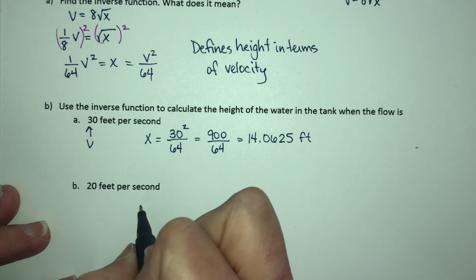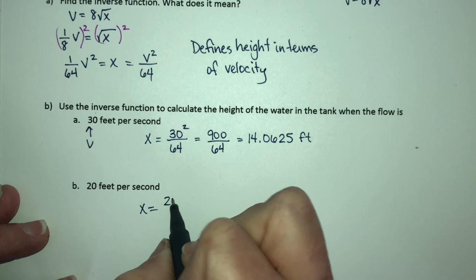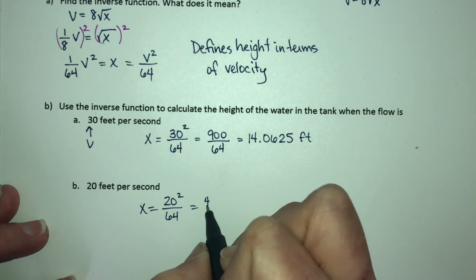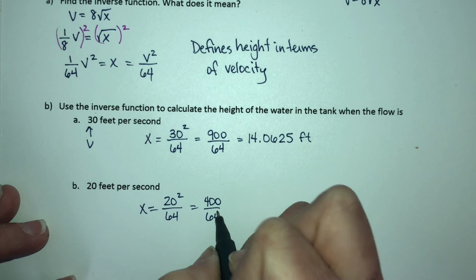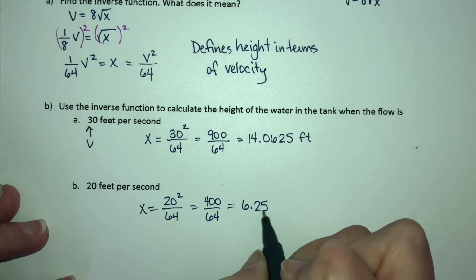Now this time it is 20 feet per second, so it's going to be 20 squared over 64. 400 divided by 64 is 6.25 feet.